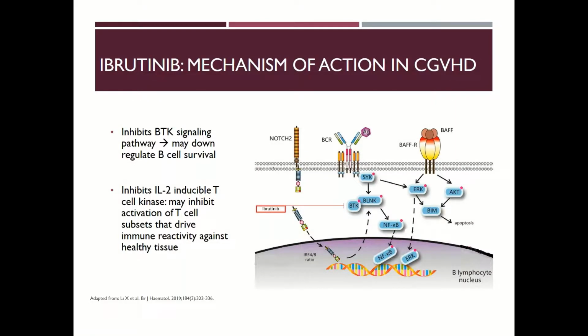Now I'll turn to talk about drug therapy for steroid refractory chronic graft-versus-host disease. Ibrutinib is the first drug that was approved by the FDA specifically for chronic graft-versus-host disease. It had already established itself as an effective drug in the treatment of B-cell indolent lymphomas, thus giving us an idea about how it could have an impact on the B-cell pathway. In fact, in graft versus host disease, it may be involved in downregulating B-cell survival, but it seems to have another action. It can inhibit IL-2 inducible T-cell kinase, which may inhibit activation of T-cell subsets driving immune reactivity against healthy tissues.